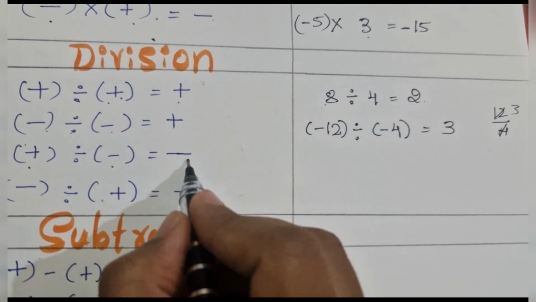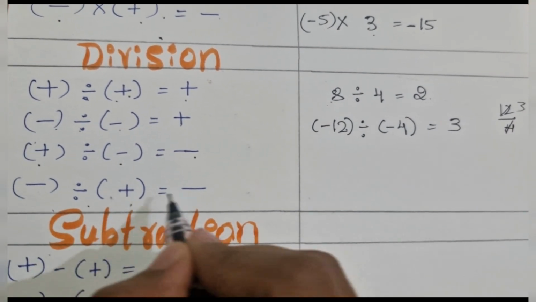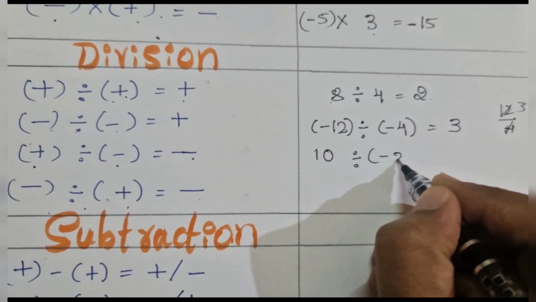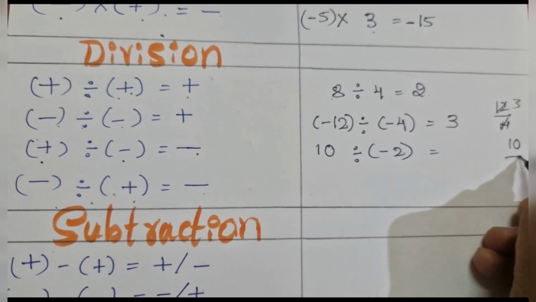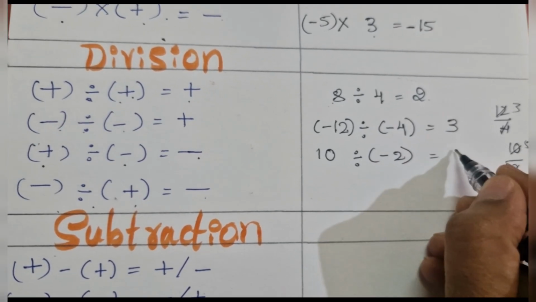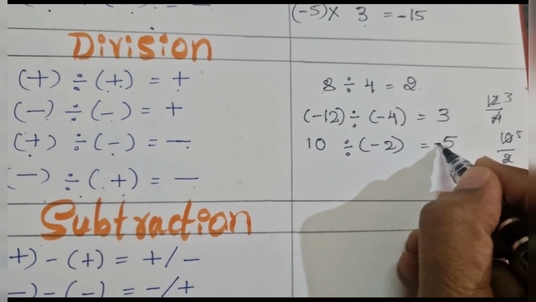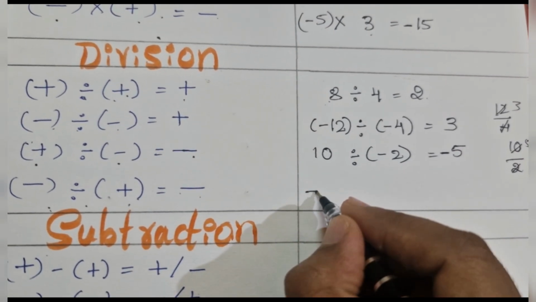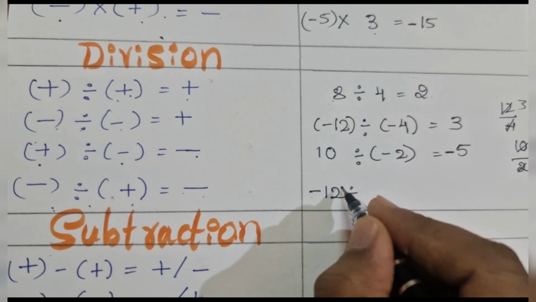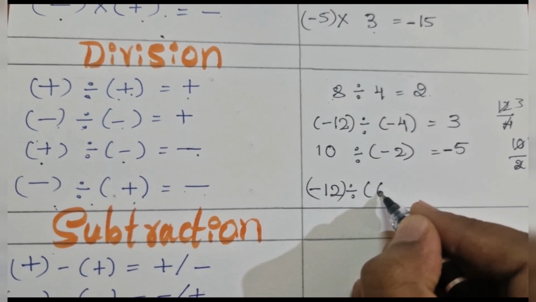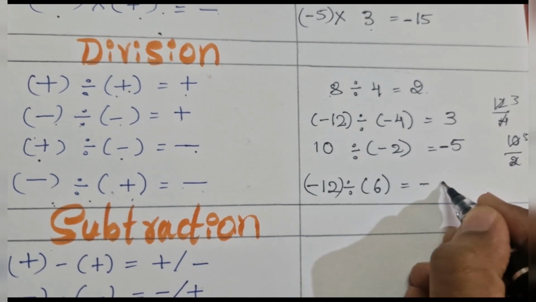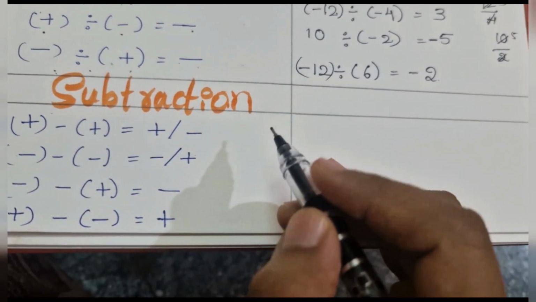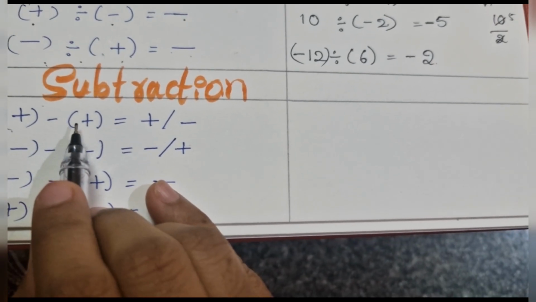Next, plus into minus, minus. Minus into plus, also minus. So here 10 divide minus 2. So 10 divide 2. 2 ones are 2, 5s are 10. The sign is negative. Next, minus divide plus equals minus. Minus 12 divide 6 equals minus 2.